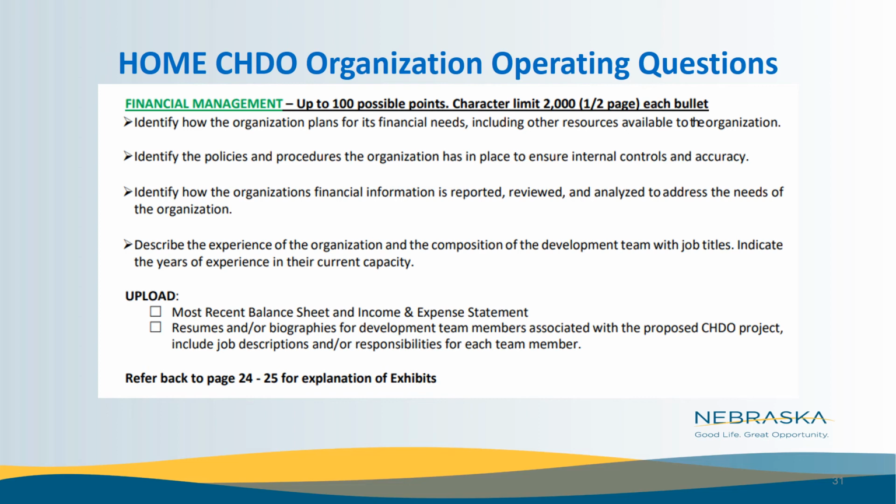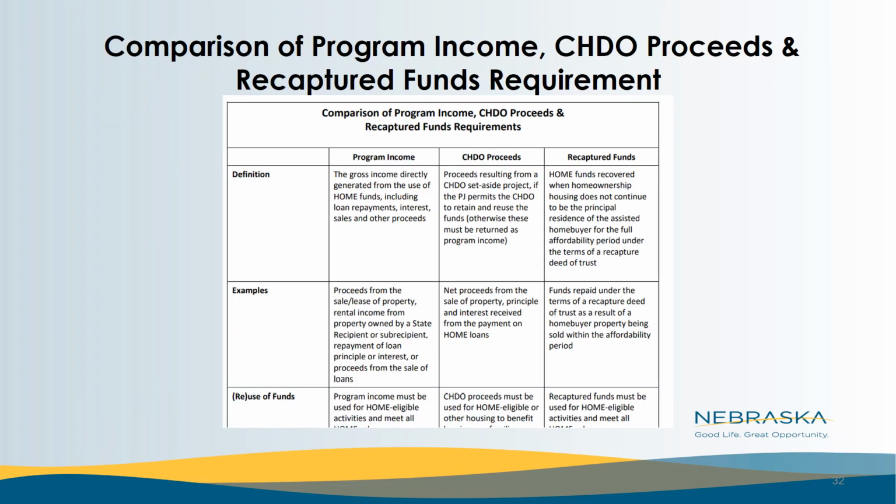Be sure to upload these items here listed and refer back to page 24 to 25 for any explanation of exhibits. Also included in the application guidelines is the comparison of program income, total proceeds, and recapture funds requirements. This is a very helpful chart to be able to determine what your proceeds, if you'll have program income or if your project will have total proceeds, and if it'll have recapture funds and the differences. You can also refer to the HOME manual, which is uploaded to the NDED website and has more detail on each one of these items.